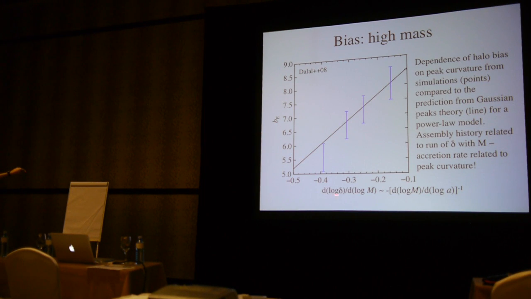So this shows the bias as a function of d log delta d log m, taken from a series of simulations. The points are the simulated numbers, the solid line is that formula I just had written down previously. And so what you find is that the dependence of halo bias on peak curvature basically matches what you get just out of Gaussian peaks, right? So the nonlinear collapse isn't doing anything to alter that, at this very, very high mass end.